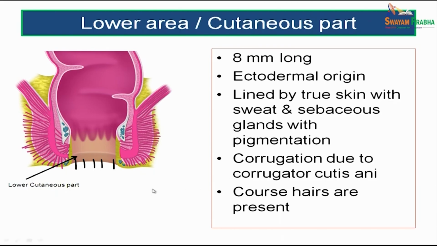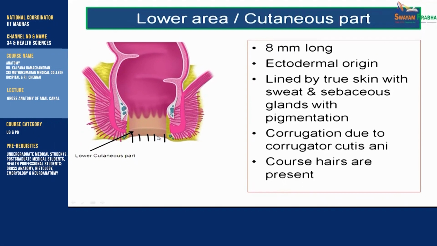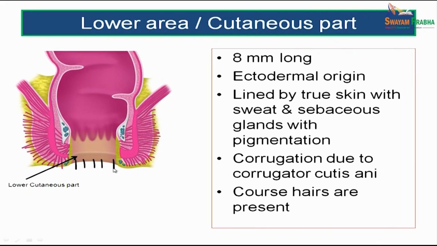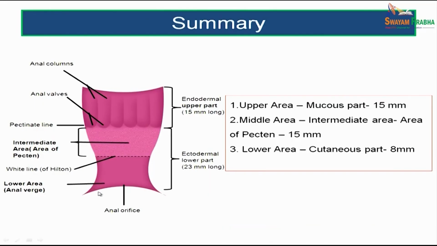Now, coming to the lower cutaneous part, this is only 8 millimeter long. This is ectodermal in origin. It is lined by true skin. It has sweat glands, sebaceous glands and there are pigmentations. Some corrugation is also seen because of corrugator cutis ani. Also you can see from this picture that there are coarse hairs which are present in the cutaneous part. So it is lined by true skin with sweat and sebaceous glands.